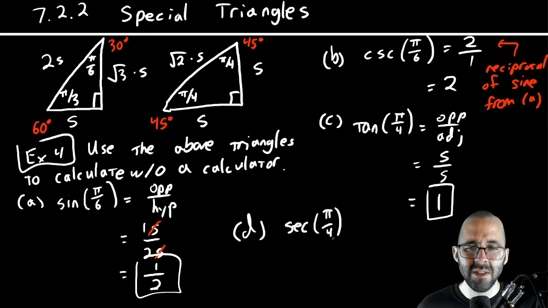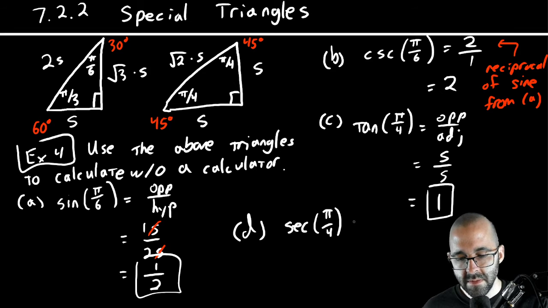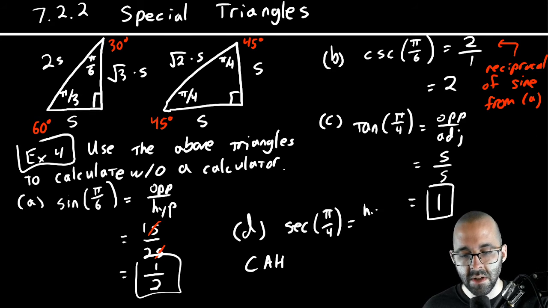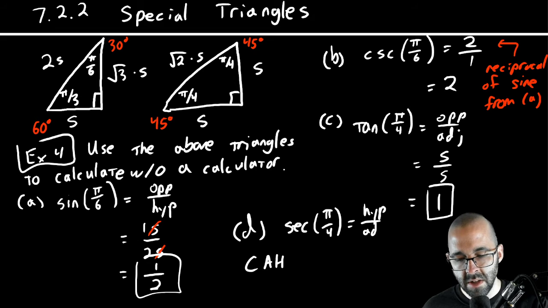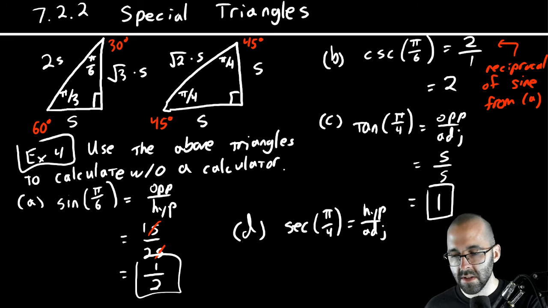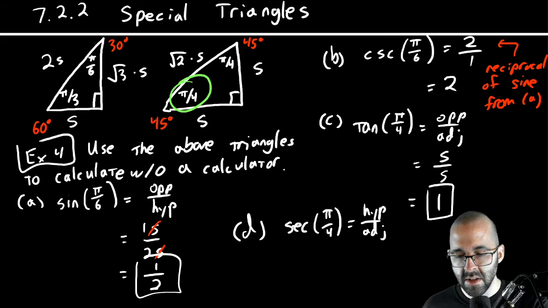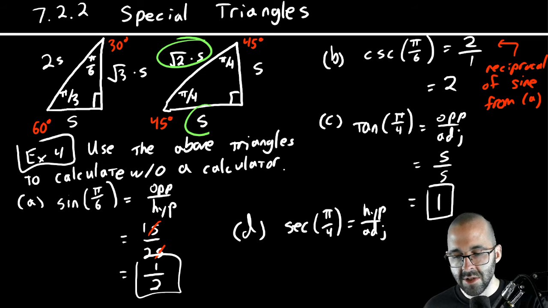Secant's another reciprocal. It's a reciprocal of cosine. So if cosine is adjacent over hypotenuse, secant is that reciprocal: hypotenuse over adjacent. So again, go over to the side, look at pi over 4, look at the hypotenuse and divide it by the adjacent.